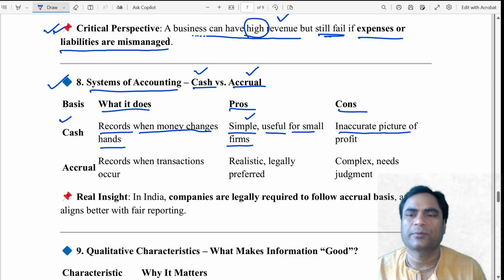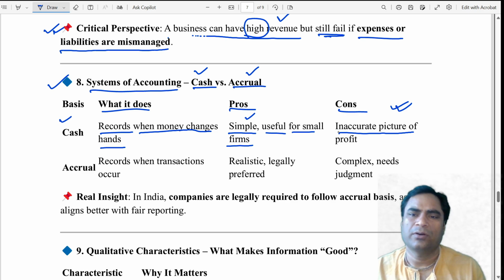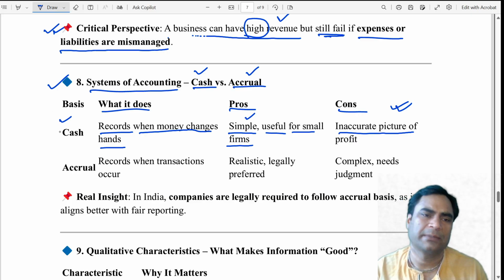Cons: inaccurate picture of profit. The cash basis cannot give an accurate picture of profit. Because it is very much possible that you would have earned the income, but you may not receive it at a particular time. On the other hand, it is also very much possible that you may have enjoyed the benefits of an expense, the services of your employees, but you have not paid the salary. So the actual profit cannot be determined with this particular basis, which is known as cash basis.